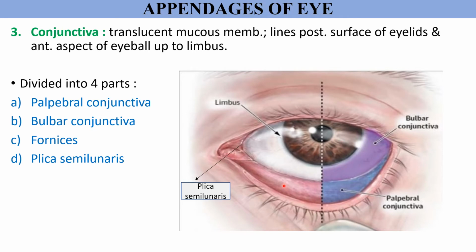Now, the third part of the conjunctiva is the fornices. So there are two fornices, namely the superior fornix and the inferior fornix. These are basically a type of sac formed at the junction of the bulbar conjunctiva and the palpebral conjunctiva. So this line you can see, this is the inferior fornix and this has to be the superior fornix, which is not visible in this picture. Now the last is the plica semilunaris. Plica semilunaris is a pinkish crescentic fold of the conjunctiva which is present in the medial canthus of the eye.